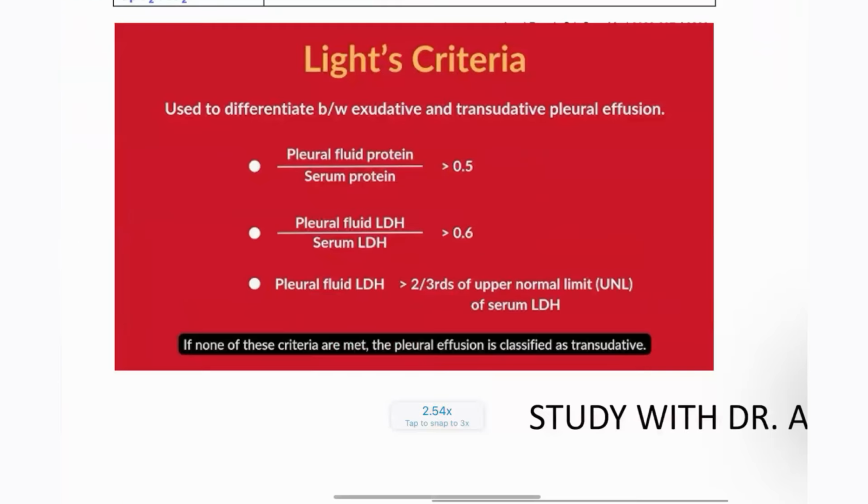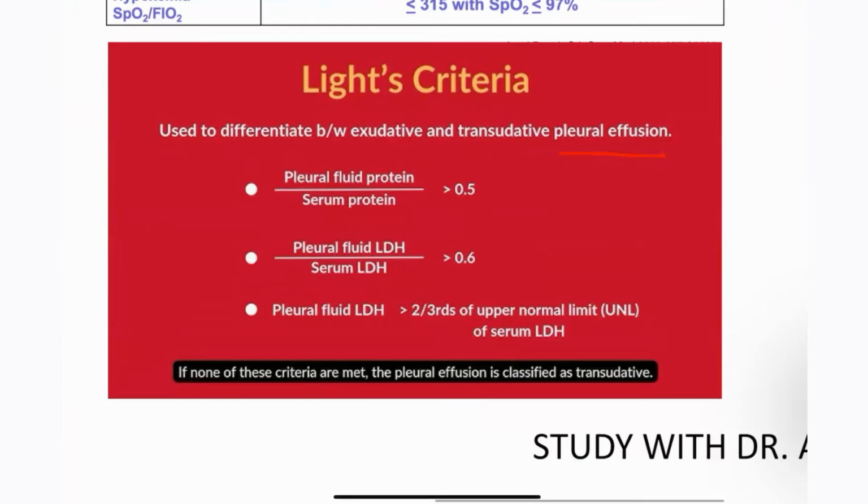Next, Light's criteria for the pleural effusion. We are going to differentiate whether it is exudative or transudative. If Light's criteria is positive, then that is likely to be the exudative cause, most commonly from pneumonia. Pleural fluid to serum protein more than 0.5, pleural fluid to serum LDH more than 0.6, or pleural fluid LDH more than 2/3 of the serum upper limit. If any of these is positive, then it is exudative. If none of these is positive, then it is a transudative cause. These are the lung scores.